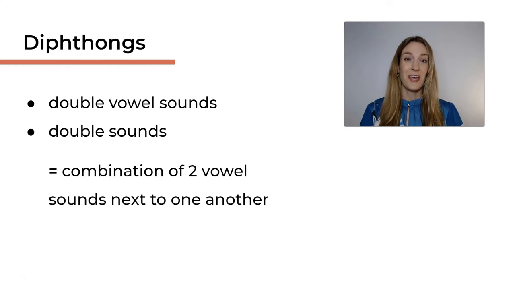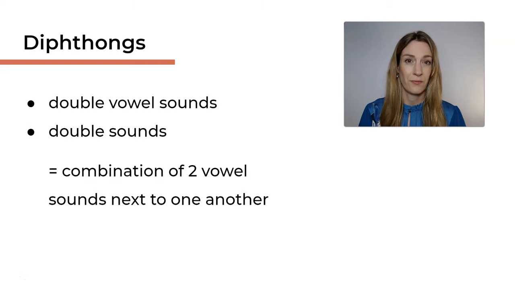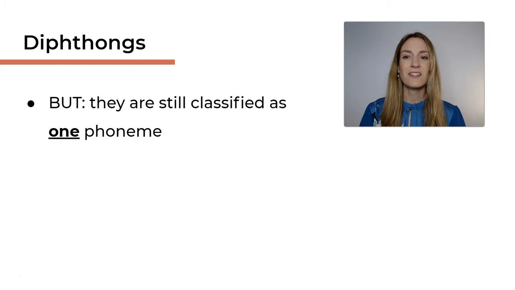Hi everybody, today we want to have a look at diphthongs. Let's start with a definition. What are diphthongs? Diphthongs are double vowel sounds, or sometimes simply called double sounds. That really means they are a combination of two vowel sounds that are next to one another, and that usually means within a word. Although they are two vowel sounds put together, they are still classified as one phoneme. And this is something important to remember.